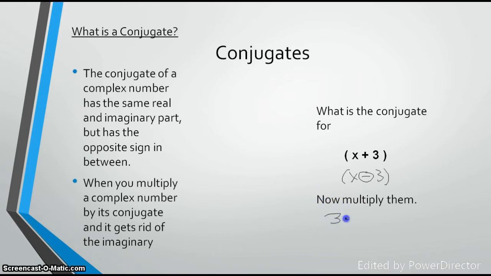So we have x plus 3 times x plus 2, giving us x times x plus x times 2 plus 3 times x plus 3 times 2, giving us x squared plus 5x plus 6, and that's our total answer.